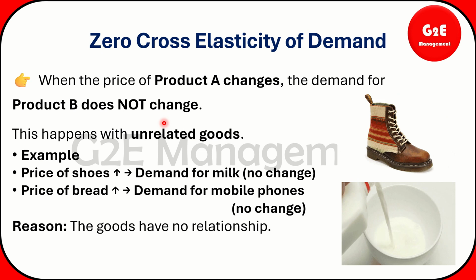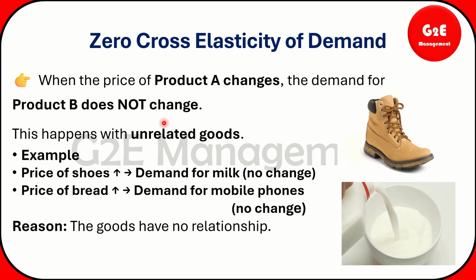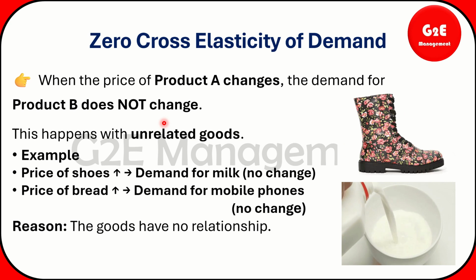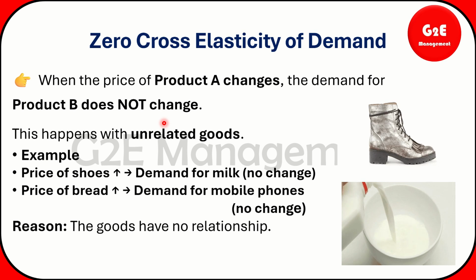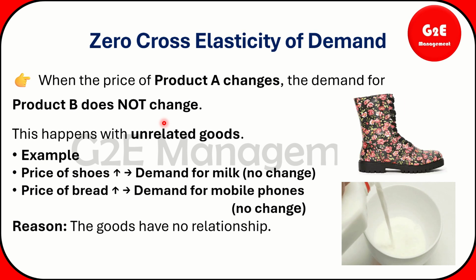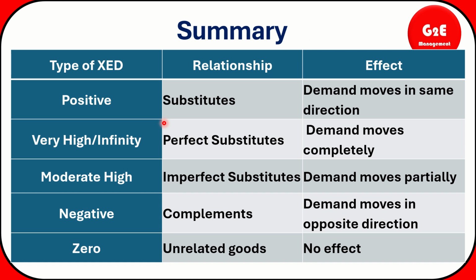And what's the reason for this? Because there is no relationship between the goods. Do shoes and milk have any relationship? No. So without any relationship, no changes will occur. It means zero relationship. We can call it zero.